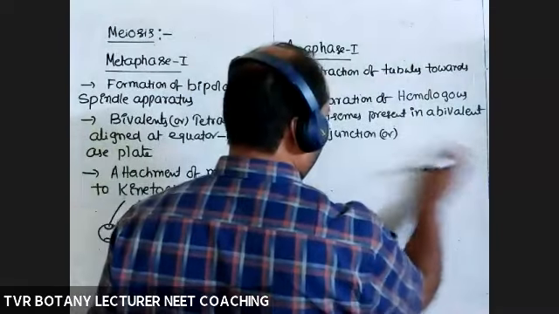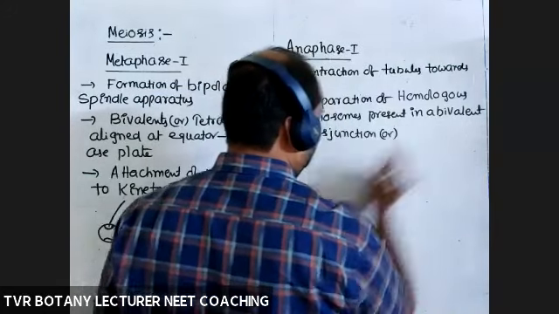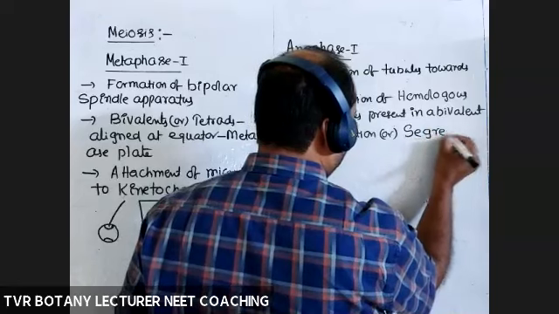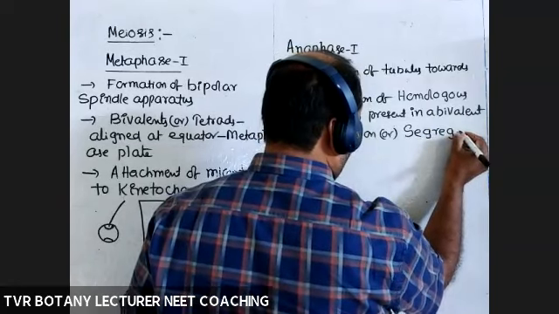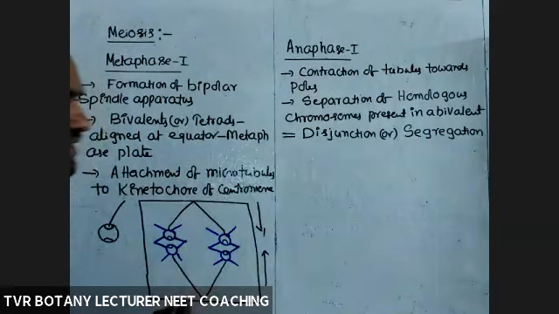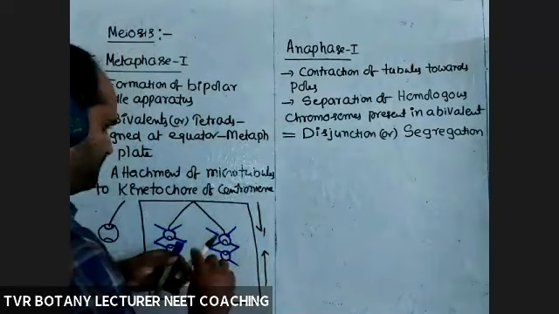Disjunction or segregation. Separation of homologous chromosomes present in a bivalent. So now what about the given diagram?